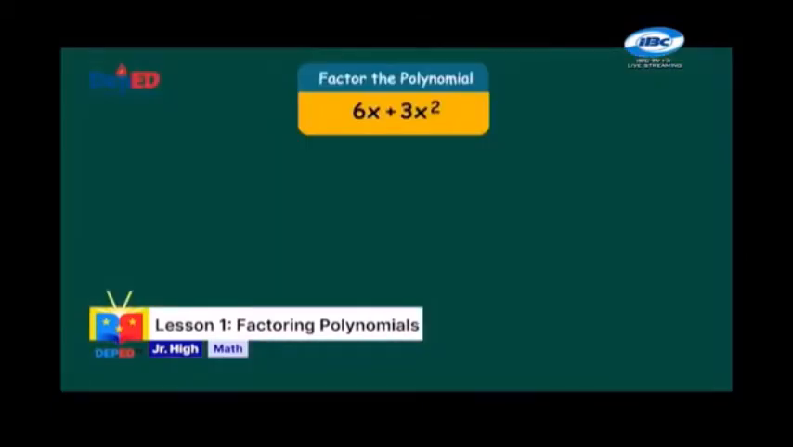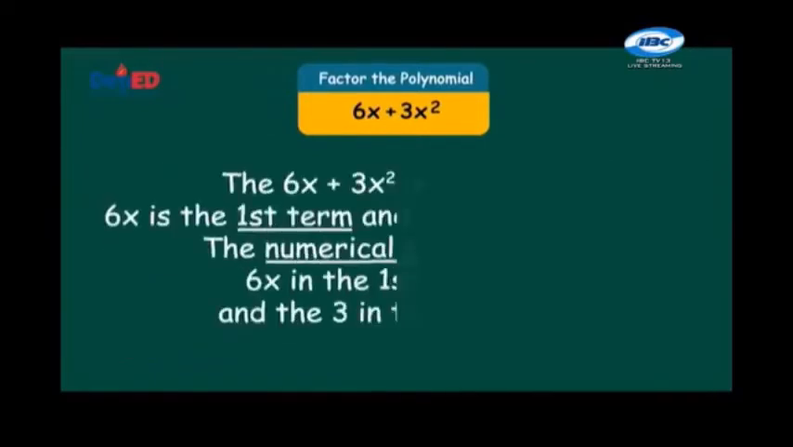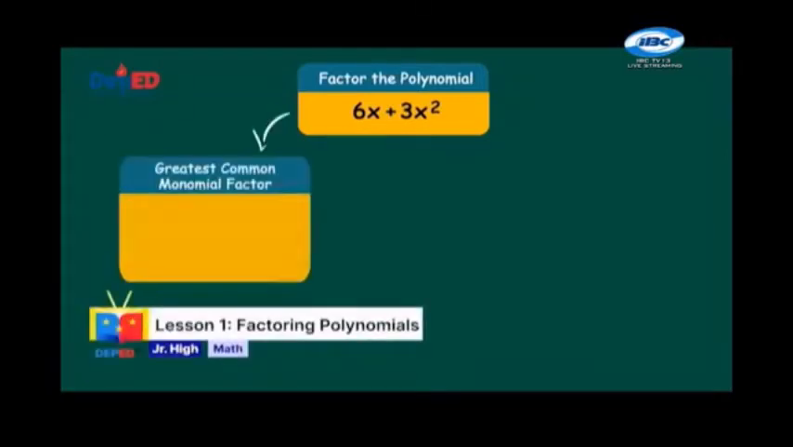We can divide the solution into two parts. One for identifying the greatest common factor of the polynomial, and then finding the other factor with the help of the identified expression. 6x plus 3x squared is a binomial. 6x is the first term, and 3x squared is the second term. The numerical coefficient of 6x in the first term is 6, and 3 in the second term. Observe the literal coefficients. The simplest way to identify their greatest common factor is to get the common variables with the least exponent. By prime factorization, we will get a greatest common factor 3x.